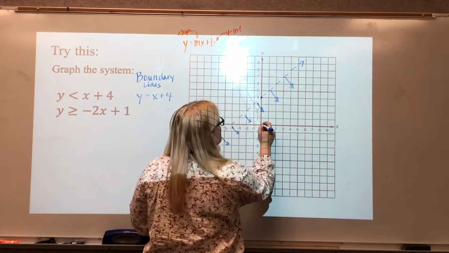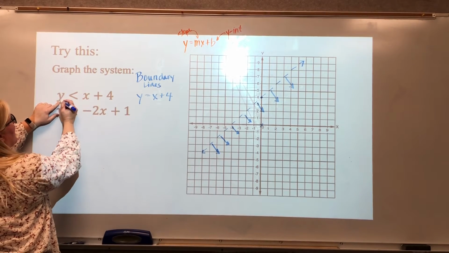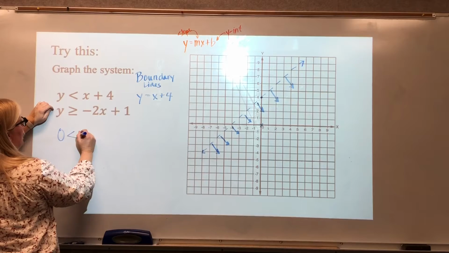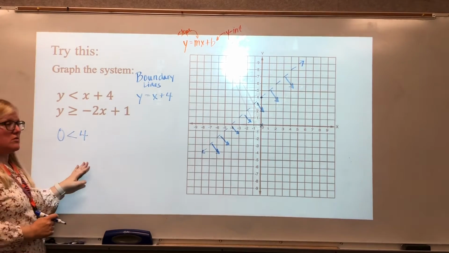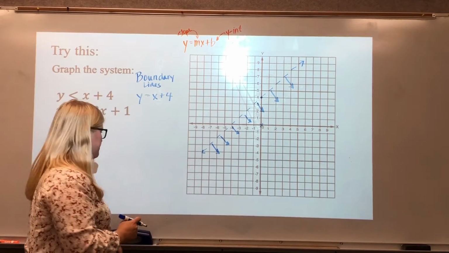Okay, I can also test a point. I can test 0, 0, and if I put 0, 0 in here, I end up with 0 is less than 4, which is true. So it still shows me that I shade down on this side.